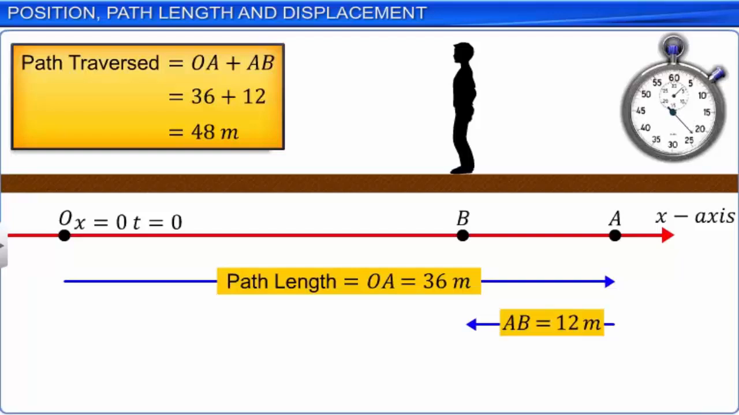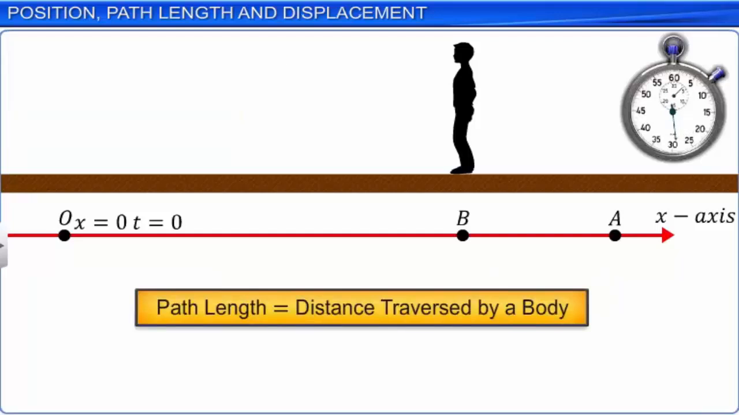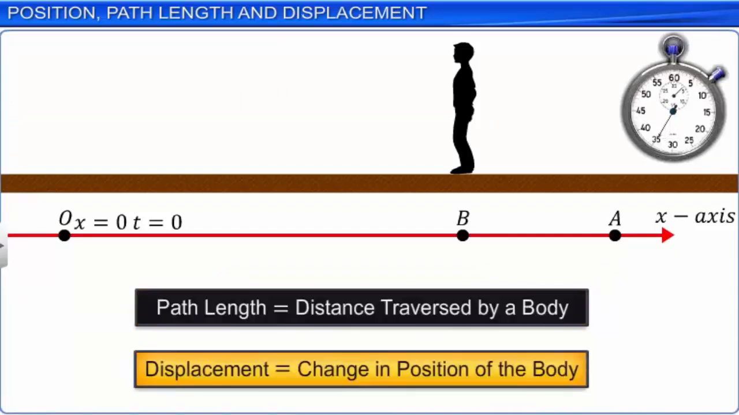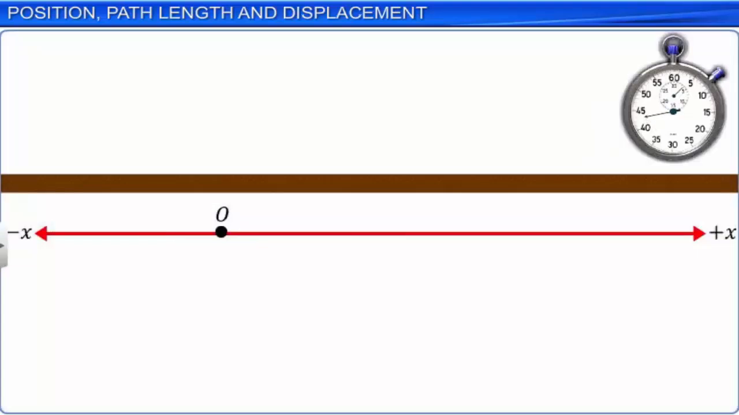Path length is the distance traversed by a body, whereas displacement is the change in the position of the body. Let us consider an example to understand displacement better. Let an object be placed at point O, which is the origin. Let x1 and x2 be the positions of an object at time t1 and t2.